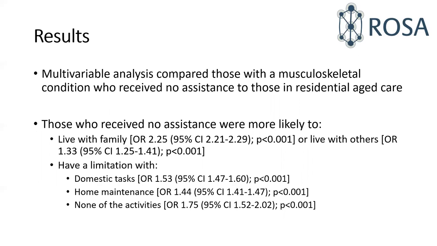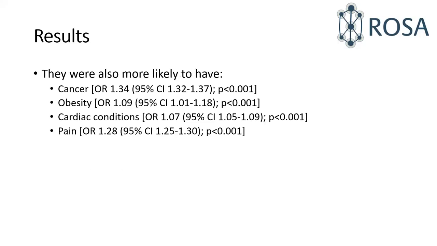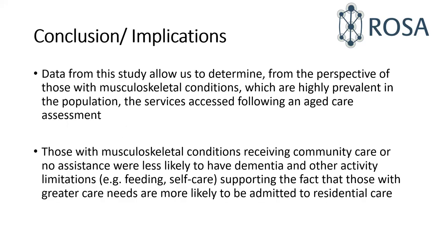A second multivariable analysis compared those with a musculoskeletal condition who received no assistance to those in residential aged care. Those who received no assistance were more likely to live with family or others, have a limitation with domestic tasks, home maintenance, or none of the activity limitations. They were also more likely to have cancer, obesity, cardiac conditions, or pain.